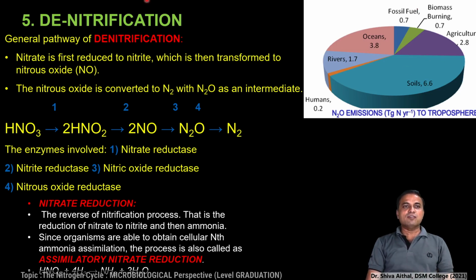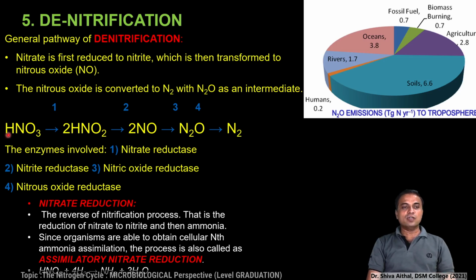The general pathway of denitrification, if you see, is that nitrate is first reduced to nitrite, which is then transformed to nitrous oxide. All these reactions involve microorganisms and their enzymes. The nitrous oxide is converted to nitrogen with NO2 as an intermediate. So if you see HNO3 to 2HNO2 to 2NO to NO2 to N2, this is a 4-step reaction.